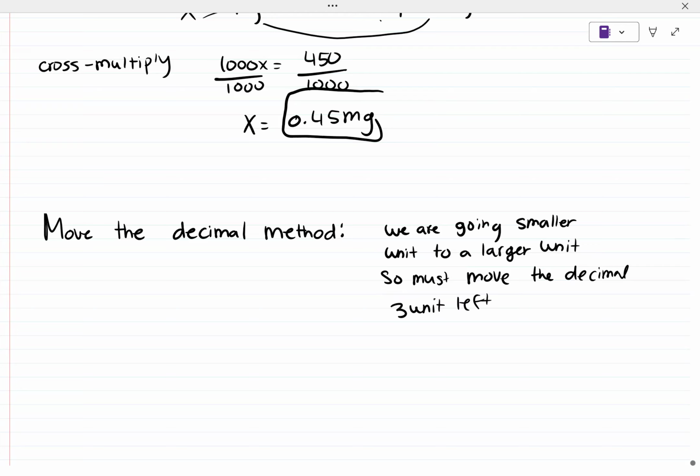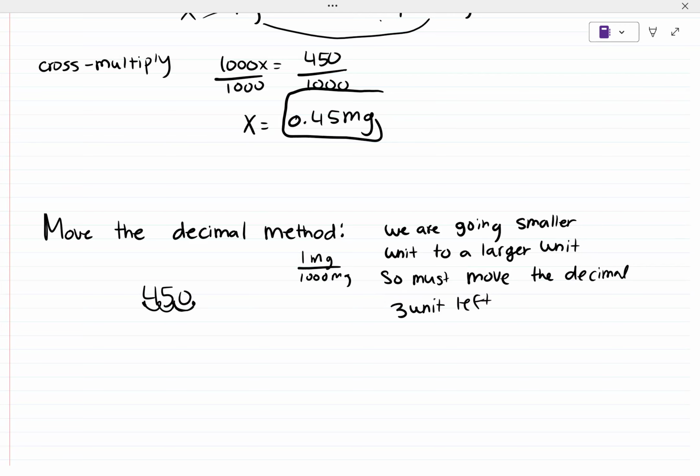Okay. So yeah, we were given 450. Now, where is the decimal when you don't see one? It's at the very end. So we're gonna move it 3 places to the left. Why? Because we know that 1 mg is 1,000 mcg. So there's 3 zeros. That's why I'm gonna move it 3 places to the left.